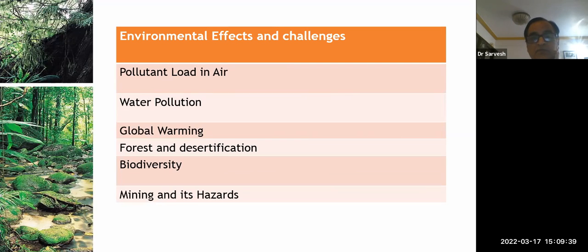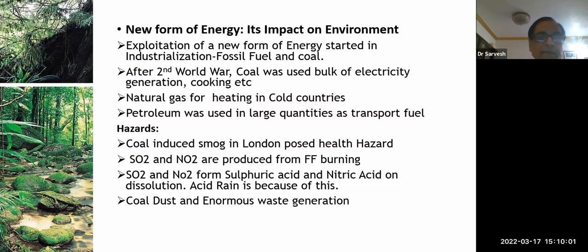It touched the environmental dimension also. It led to a pollutant load in the air. It polluted water. Global warming is quite rampant and a global concern. There were deforestation, desertification, and biodiversity loss. Mining also had many hazards, and people were exposed to them.